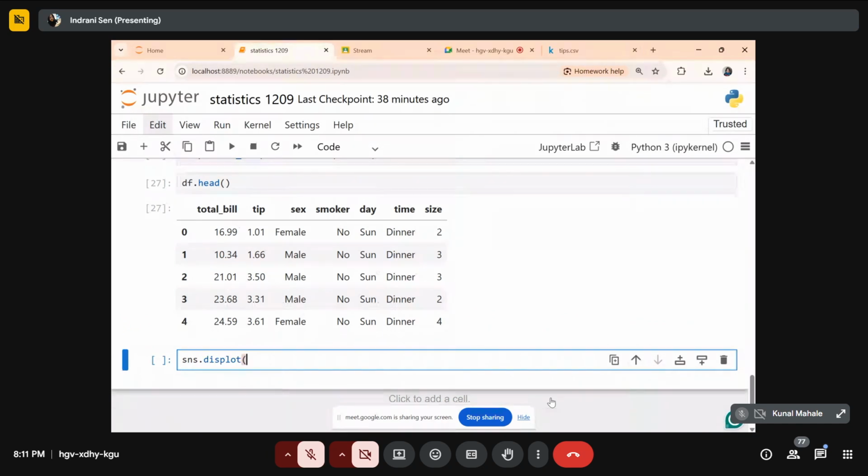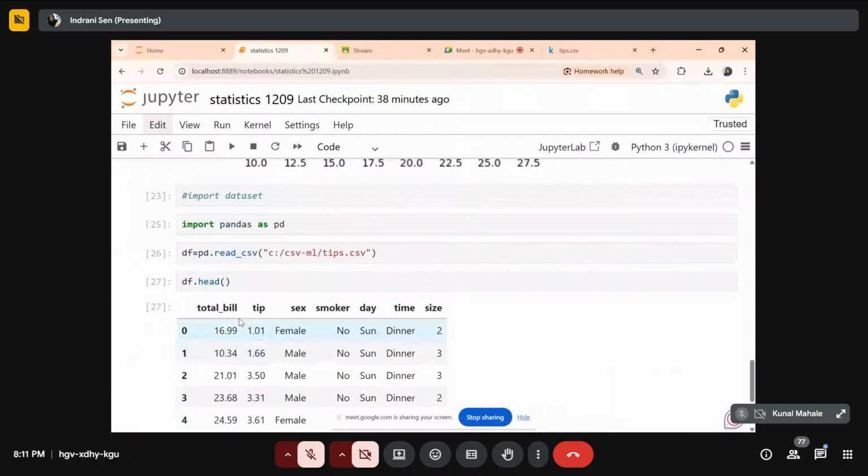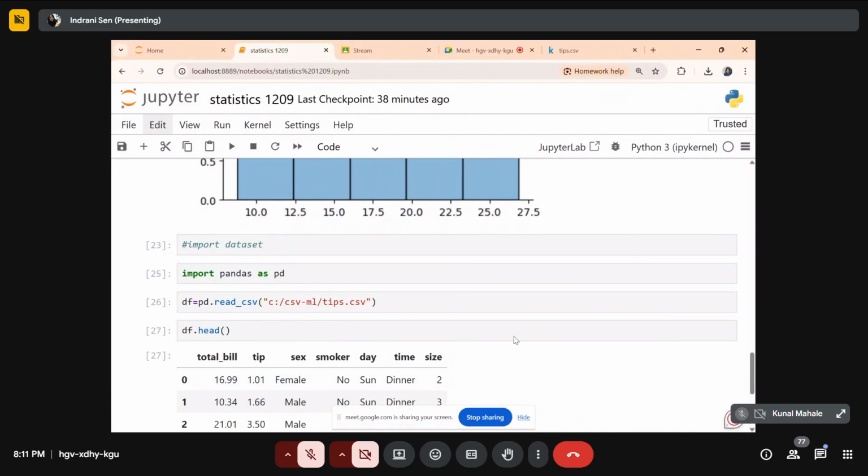Ma'am, can you show the code? Yes, sure.